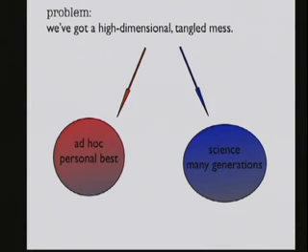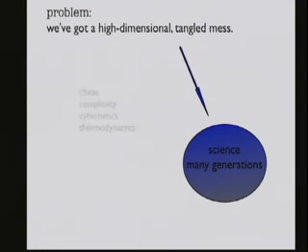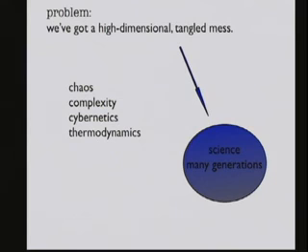So there you go. So when we did that, the sciences kind of jumped out. We're in the business of taking high-dimensional things like that network, the path of a message through that bit space, if you will. The sciences that were kind of in the business of taking high-dimensional things and making them low-dimensional were chaos, complexity, cybernetics, and thermodynamics.